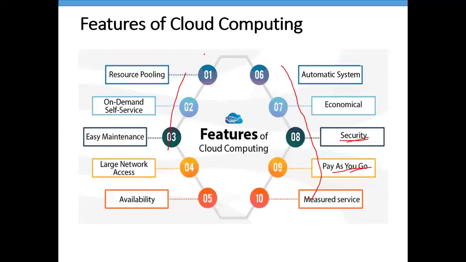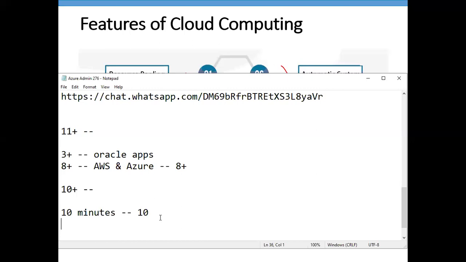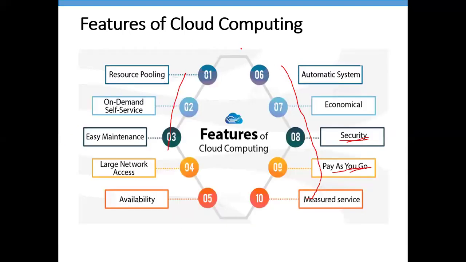Because in AWS, this is actually a big problem. In AWS, they charge on an hourly basis for everything. But in Azure, most of the services are minute basis. Just a few services are there where they charge on an hourly basis.